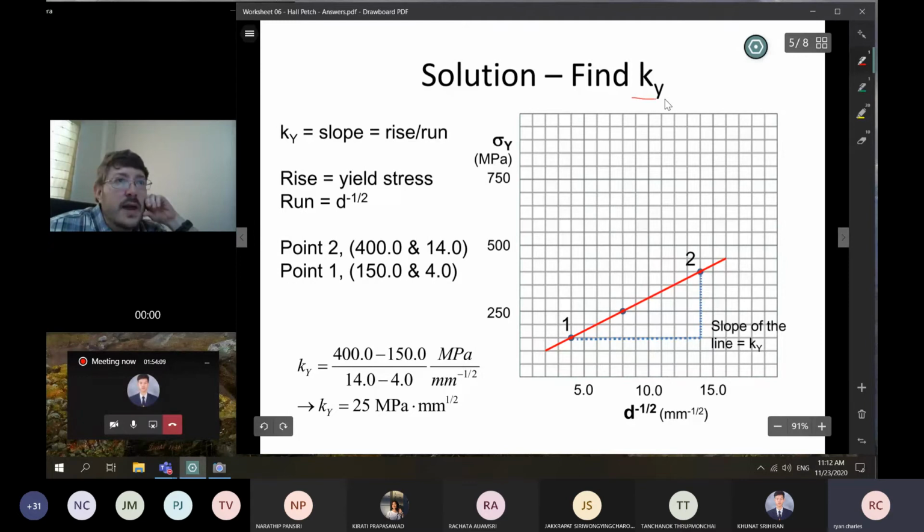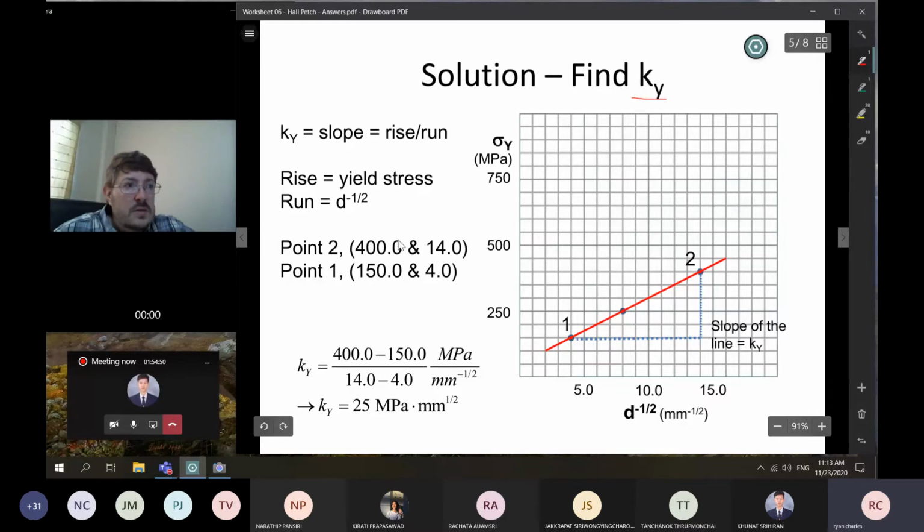All right. Now what's KY? KY is basically the slope of the line from the lecture I showed you. Slope is rise over run, if you forgot. Now, what's the rise? The rise is the yield stress scale, the yield strength scale. The run is d to the minus 1/2, mm to the minus 1/2. Now, you could just try to pick 2 points off of this and figure out the slope, or you could just be smart and use the data points. We have 2 data points. We don't have to make up our own points.